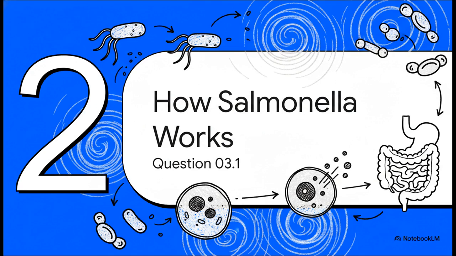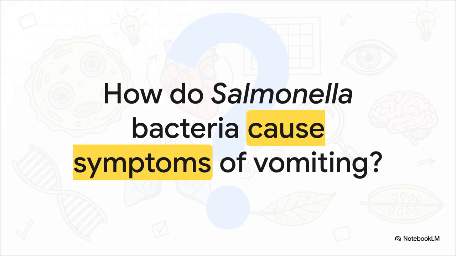Okay, first up, a classic 1-marker. For these, you've got to be incredibly direct. No long, flowery sentences, no waffle. You just need to state the one key biological fact they want to see. The question is asking for the mechanism. It's not asking how you catch Salmonella. It wants to know what the bacteria are actually doing inside your body to make you sick.